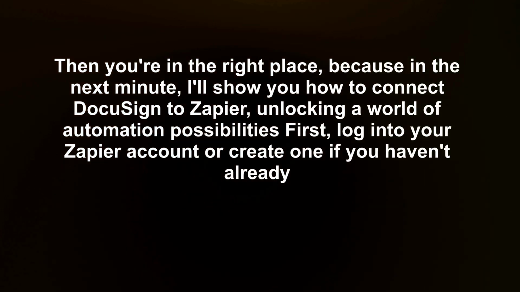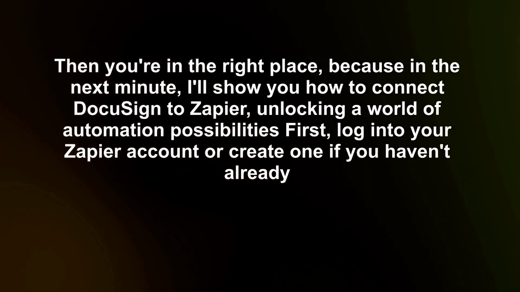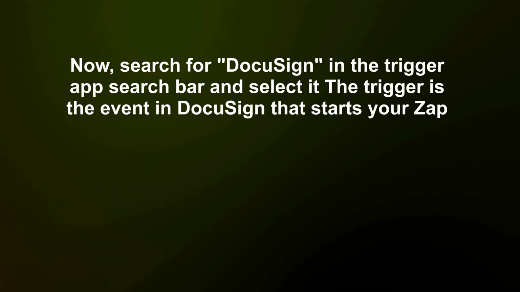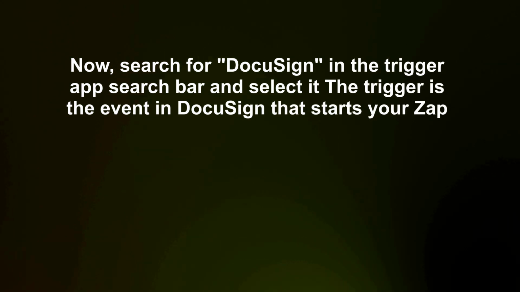First, log into your Zapier account or create one if you haven't already. Click on the Create Zap button. This is where the magic begins. Now, search for DocuSign in the Trigger app search bar and select it.